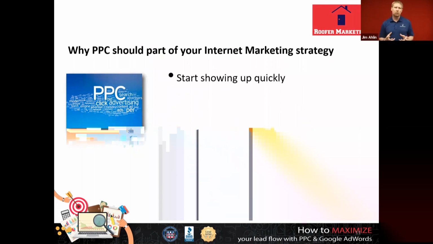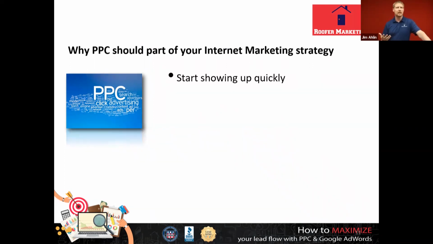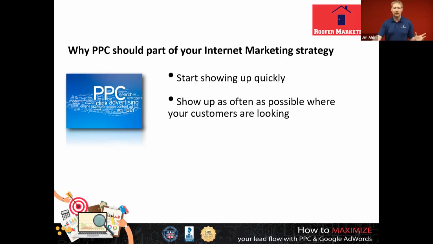And the first why is that you start to show up quickly, right? With SEO and other types of internet marketing efforts, it takes a while to start showing up in the Google search results. If you're doing social media marketing, it takes a while to build your audience, to have enough people to generate lead flow from. But with pay-per-click marketing, you can start up and show up quickly. You can show up as often as possible and where your customers are looking, right?